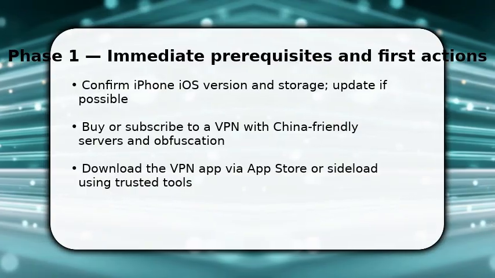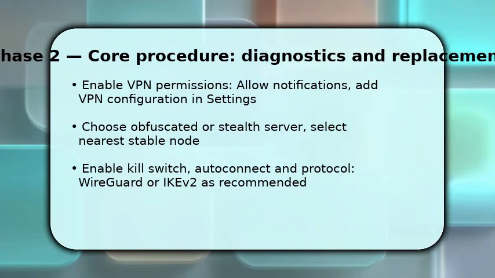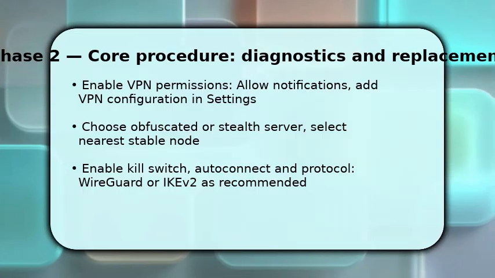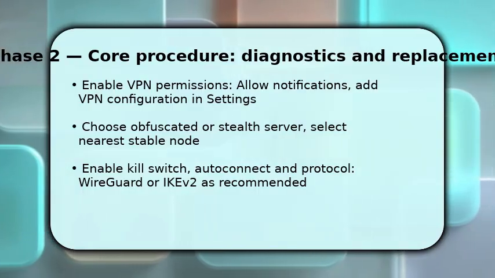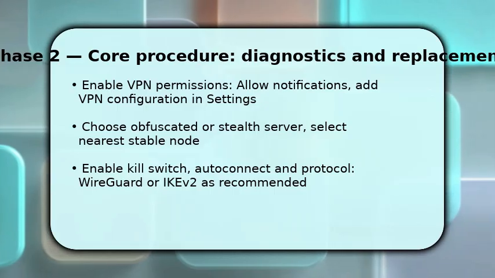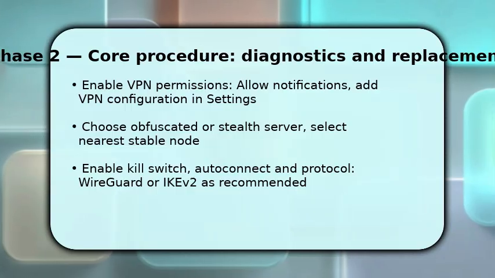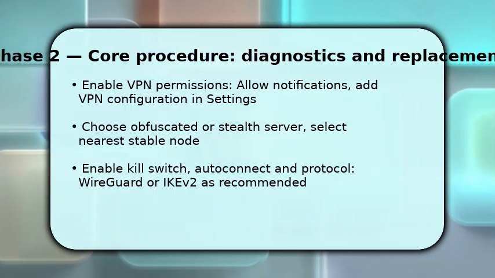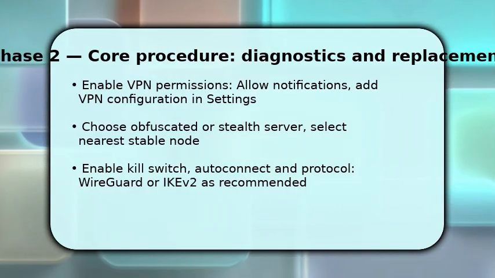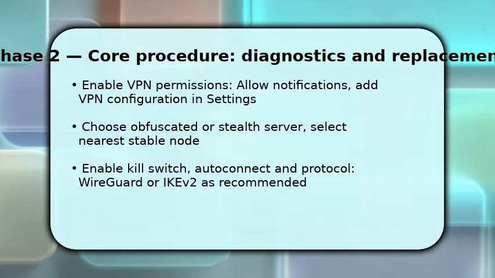In the VPN app, choose an obfuscated or stealth server designed for China. Select WireGuard or IKEv2 if offered, because they balance speed and reliability. Tap to add the VPN configuration to settings and allow the profile installation. Turn on Kill Switch and Auto Connect. This prevents leaks if the tunnel drops.